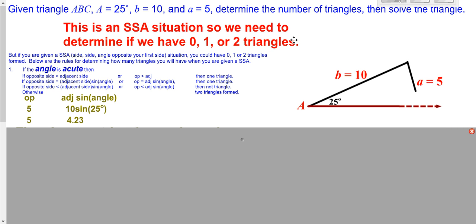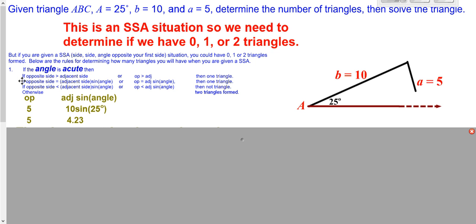So now we've got to decide how many triangles we have using this little cheat sheet right here. Now, if it was not a side-side-angle situation, I don't have to be concerned about any of this, and I just go ahead and work it out. But being a side-side-angle situation, I need to check this out. Now, I always like to see, is my opposite side greater than my adjacent side? Opposite's 5, adjacent's 10. Definitely not. So it's not that one.